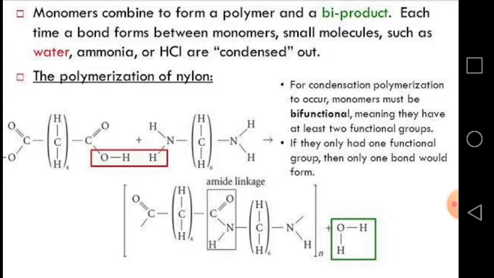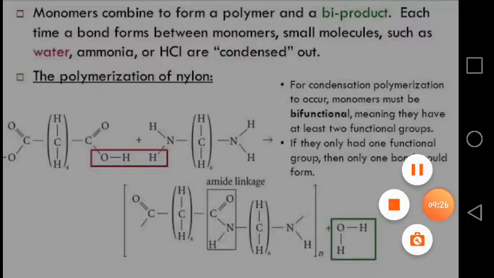So the monomers must be bifunctional and a byproduct is produced when the monomers combine with each other in the condensation process. And we call this polymerization process condensation polymerization.